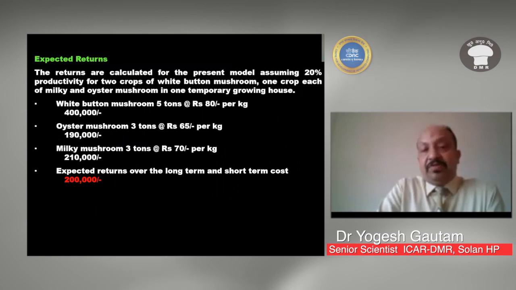And the expected returns which you see, white button we will be getting around 5 tons of that, oyster mushroom around 3 tons, milky around 3 tons. So the expected revenue which we will be getting is around 8 lakhs. So the profit which we will be getting using these 2 crops of white button mushroom, 1 crop of milky, 1 of oyster, in this structure is around 2 lakhs.